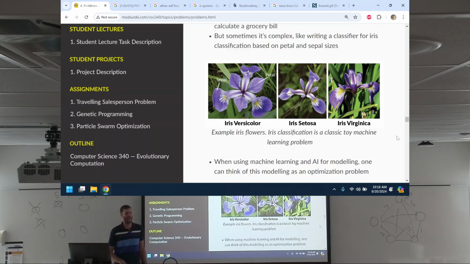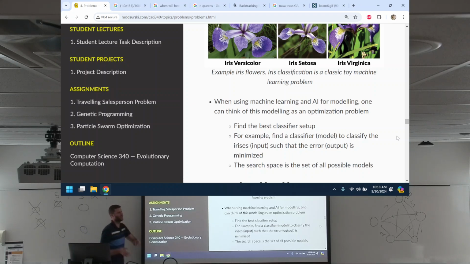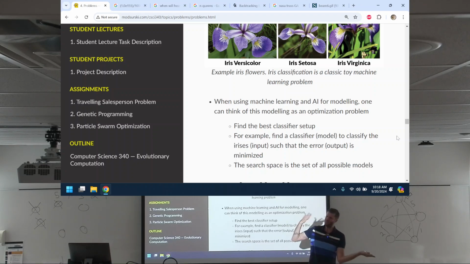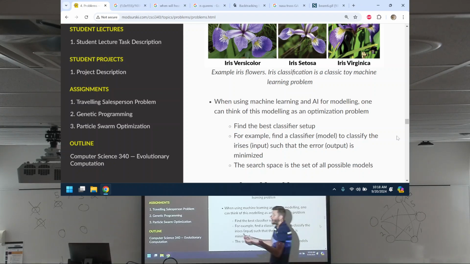I want to write a function that, given a length and width and a length and width, tells me what type of flower this is. Okay? That's a little bit more hairy than writing a function to calculate the grocery bill. So modeling. I want a good classifier, for example. When using machine learning and AI optimization for modeling, one can think of modeling as an optimization problem. You think of all possible configurations of a model, and then you want to optimize the one that gives you the best output, the best accuracy. So you can think of modeling as optimization if you flip it around a little bit in your head.